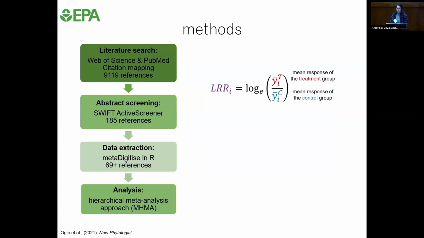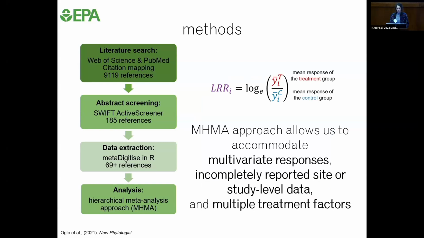Okay, so what I did was I calculated the log response ratio, which is basically the difference in the treatment effect over that of the control. And I'm working on using a Bayesian approach that basically allows me to look at multivariate responses, because a lot of these studies report more than one type of community response, and a lot of them are related to one another. It also helps us account for incompletely reported site or study level data. You would be surprised to know how many people don't report very common metrics, including sample size, and multiple treatment factors.